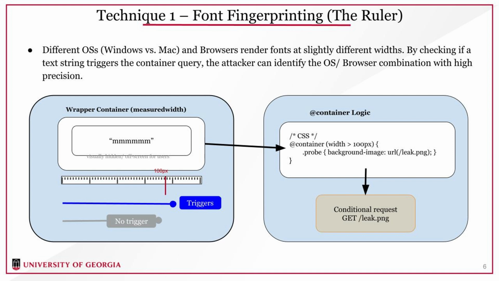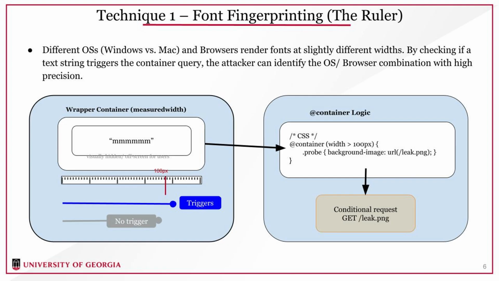The first technique is font fingerprinting, which acts like a digital ruler. Here is the intuition. Different operating systems, like Windows versus macOS, render the exact same font at slightly different widths due to differences in anti-aliasing and smoothing.